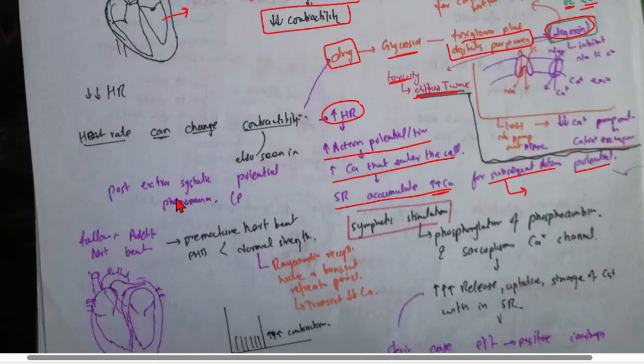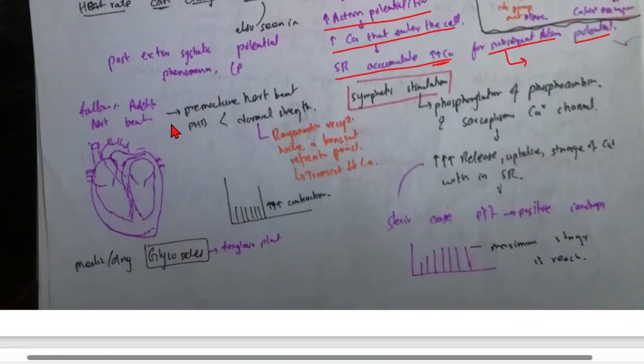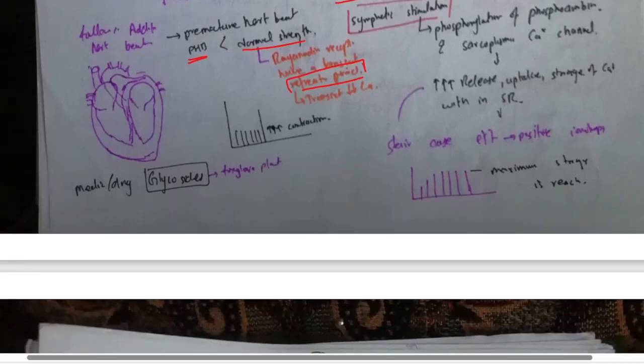Another thing is the post-extra systolic potentiation phenomenon. Let's come here. First of all, premature heartbeat. The premature heartbeat is less than the normal beat, because the ryanodine receptor has a transient refractory period. Don't confuse yourself on these things.